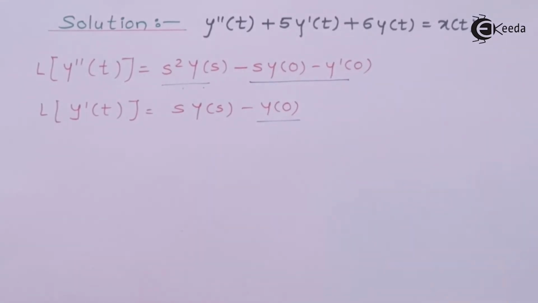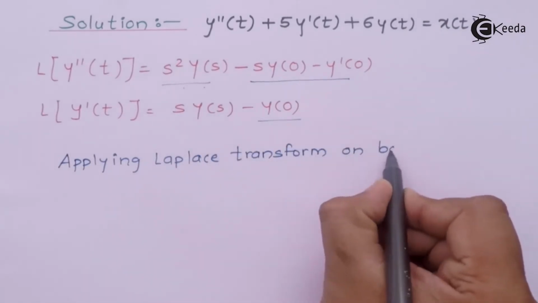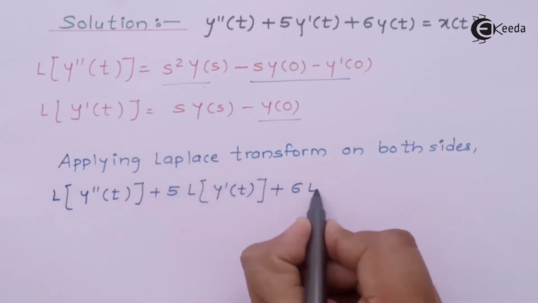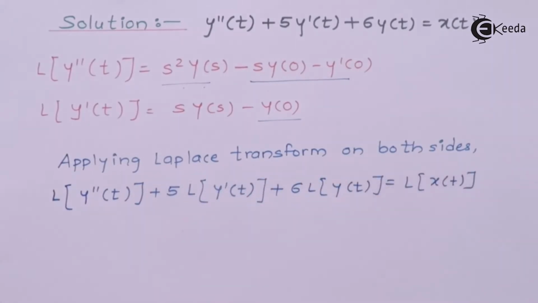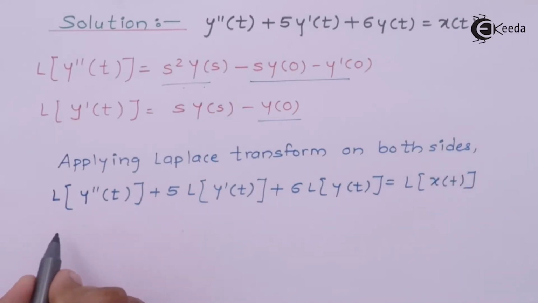So look here. Applying the Laplace transform on both sides, what will we get? Laplace transform of y double dash of t, plus 5 (a constant, that's why I've taken it outside) times the Laplace transform of y dash of t, then 6, a constant, times the Laplace transform of y of t, and the last one is x of t. As I told you, after applying the Laplace transform on both sides, I'm going to assume all the initial conditions are 0.